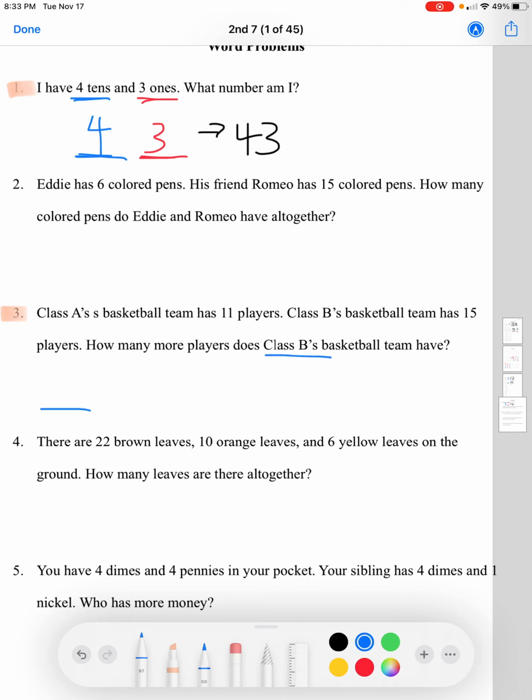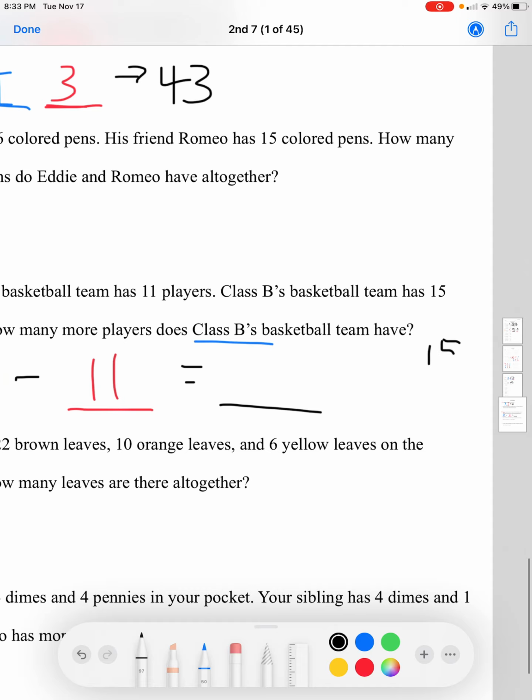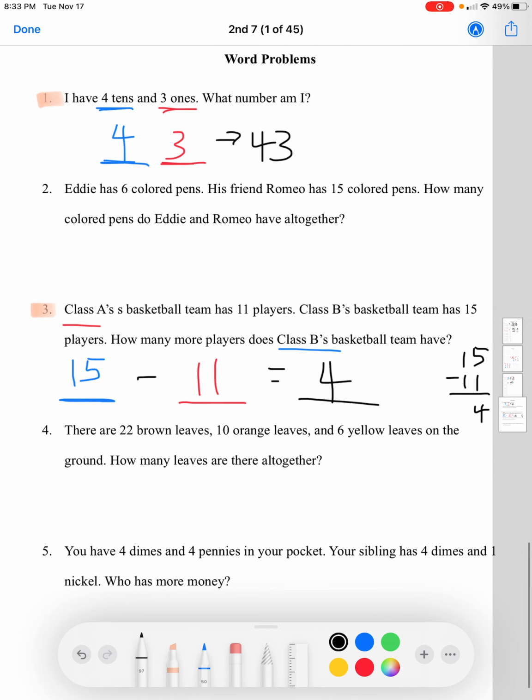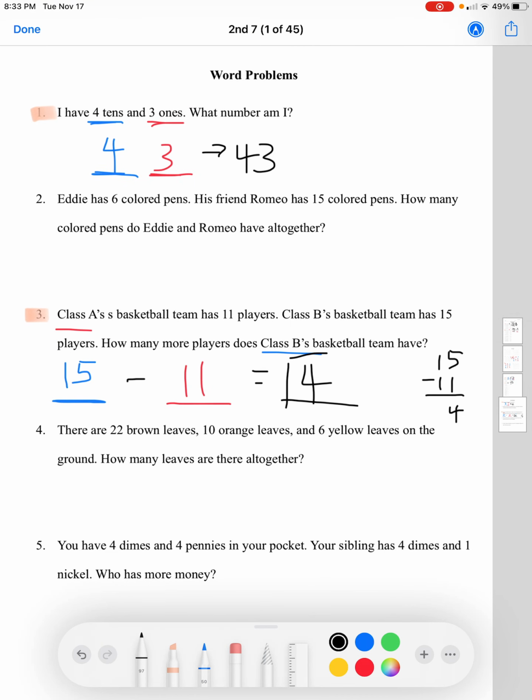So let's do this in blue. We'll do B, and you want to find the difference between Class B and Class A. So we're going to do a subtraction question. We'll subtract Class A's value to find the difference between the two. And then we'll get the answer, which is how many more players. So Class B has 15 and Class A has 11. So 15 minus 11, let's rewrite the question right here. 15 minus 11. 5 minus 1 equals 4. 1 minus 1 equals 0. So the answer is 4. Class B's basketball team has 4 more players.